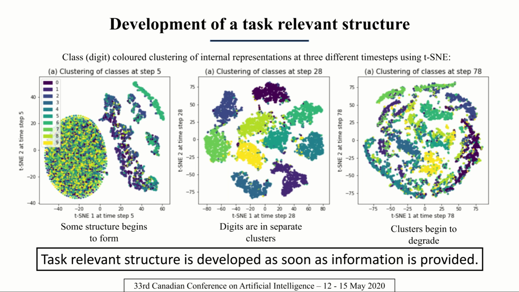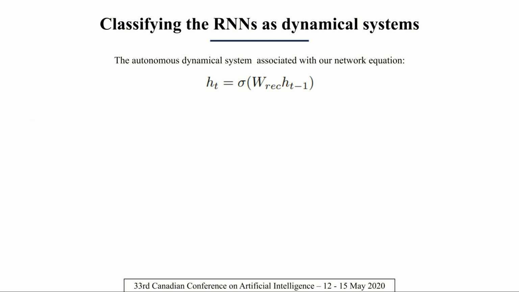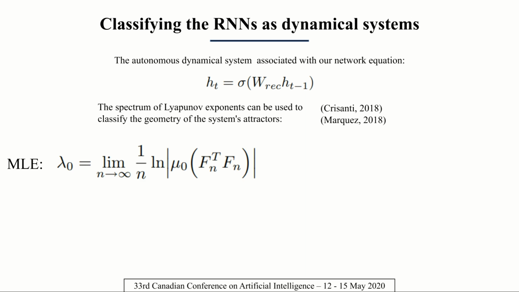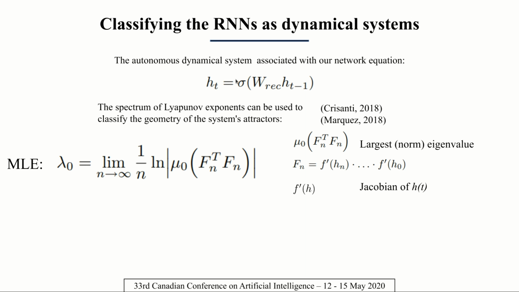If we try to classify the dynamical system which gives us these clusters, we can look at the autonomous dynamical system associated with our network equation and compute the Lyapunov exponents, which are powerful classification tools for the geometry of dynamical systems. In particular, the maximum Lyapunov exponent, here denoted by lambda 0, was computed using this formula, where mu 0 is the largest eigenvalue in norm of this matrix here. Capital Fn is simply the multiplication of all the Jacobians of ht from time step 0 to time step n.